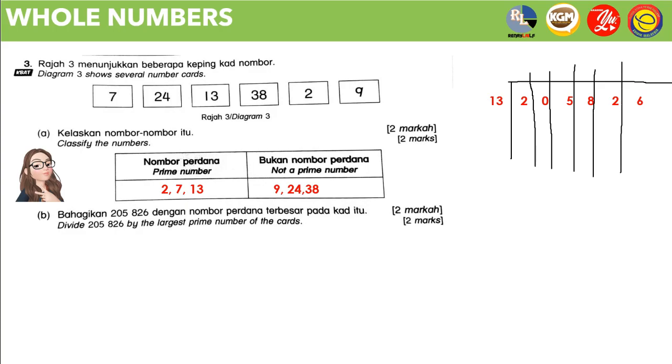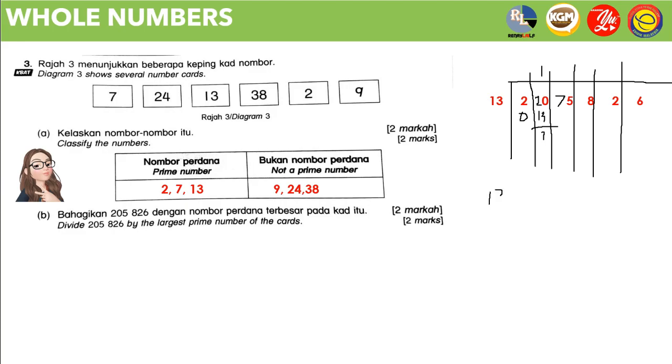Alright, 13. Okay, 2. Can we use 2 to divide by 13? No, we can't. So we're going to bring 2 here. So 20. 20 divided by 13, we can get 1. So we put 1 here on top. Balance is 7. We're going to bring it to the next column. So 75.